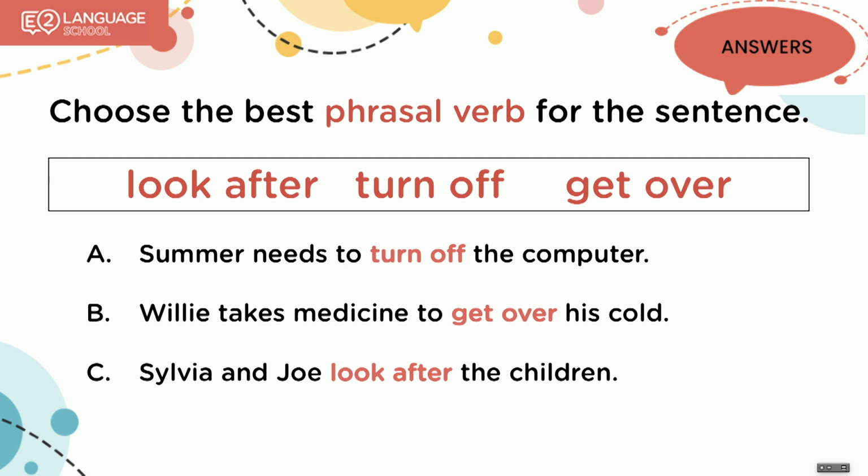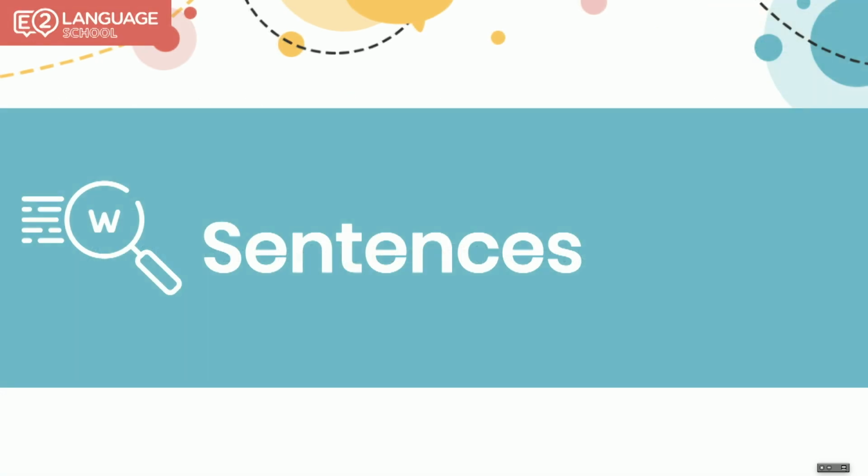Okie dokie, here are the answers. So A, Summer needs to turn off the computer. Willie takes medicine to get over his cold. And Sylvia and Joe look after the children. Cool. Let's look at how phrasal verbs are used in sentences.